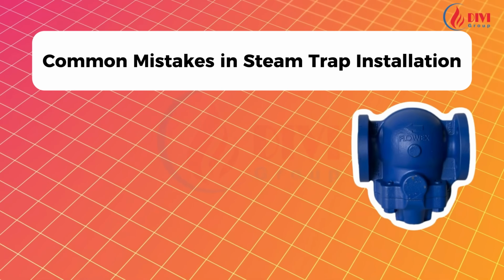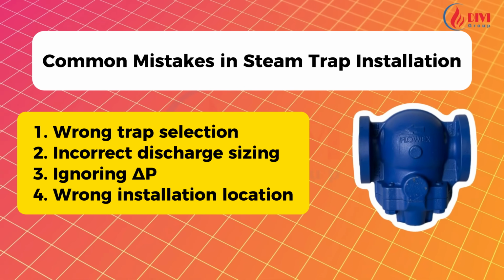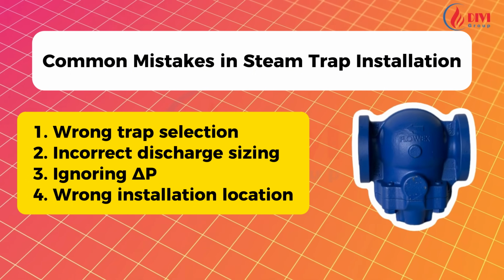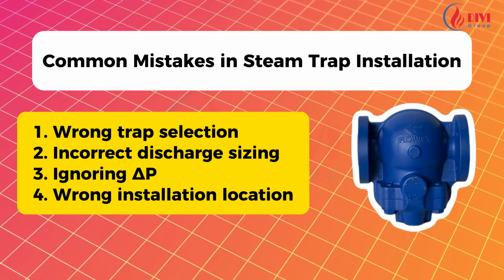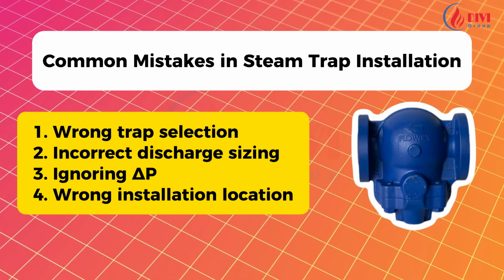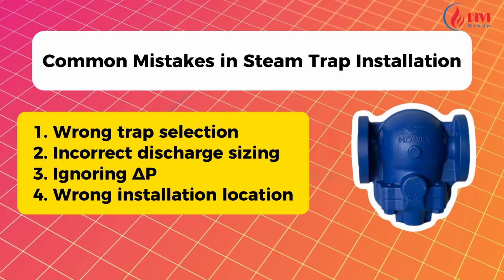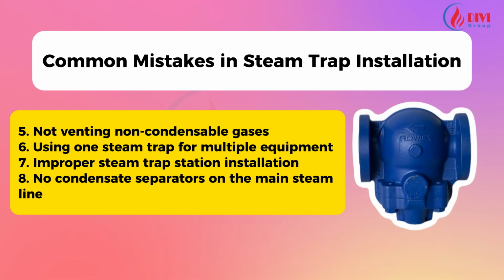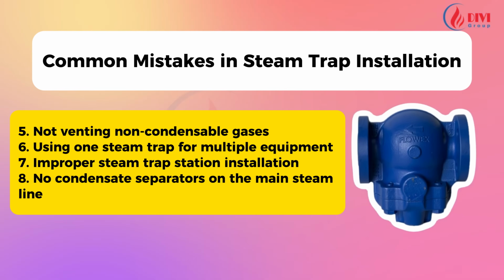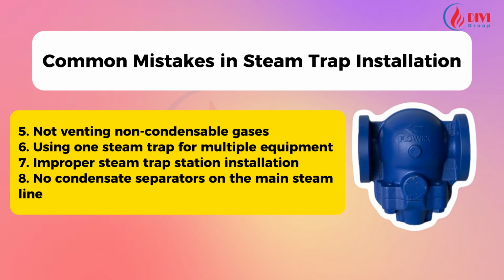In the previous video, we discussed common mistakes such as selecting the wrong steam trap type, incorrect discharge capacity, ignoring delta P, improper installation position, not venting non-condensable gases, using one trap for multiple machines, installing a non-standard trap assembly, and failing to add condensate separators on the main steam line. Today, we will continue with the next set of mistakes.